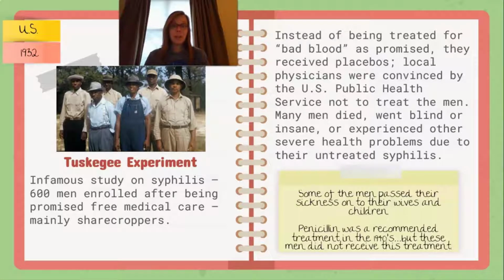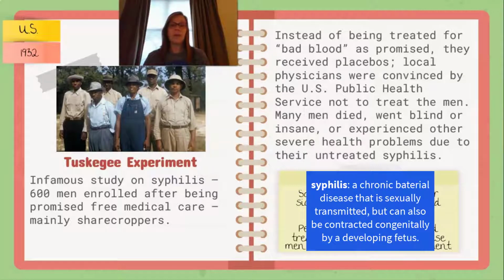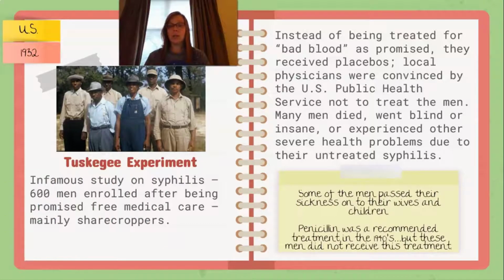The Tuskegee experiment was conducted in the 1930s for several decades. It began in 1932, and it is a study on syphilis. In the 1930s, there was no known cure for syphilis, and it was something that a lot of people experienced. So in the United States, there was a study done where basically 600 men were enrolled, and they were coerced into joining because they were promised free medical care.